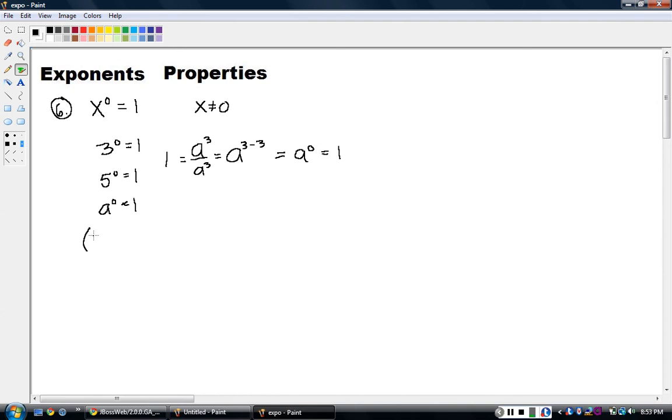You can raise a whole bunch of things to the 0 power. Another example, 3xy, all raised to the 0 is 1. Okay. Alright, moving on. Next property, negative exponents.